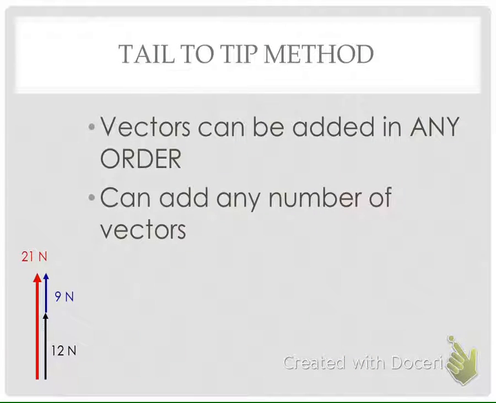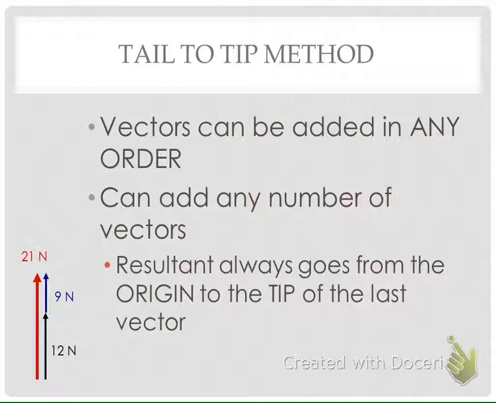Vectors can be added in any order. We can add any number of vectors. It doesn't matter how they are. The resultant always goes from the origin to the tip of the last vector. I did have it on there a little bit later, and we already talked about these, so just write them down if you want. If we're looking at this little diagram here on the right, which of those is my resultant vector? The left, the red one.